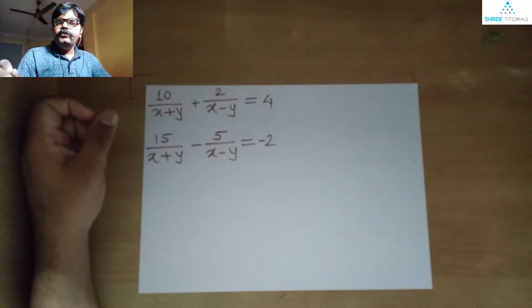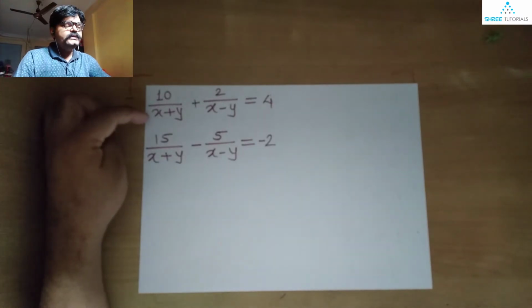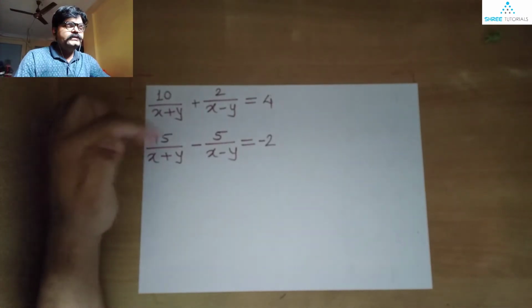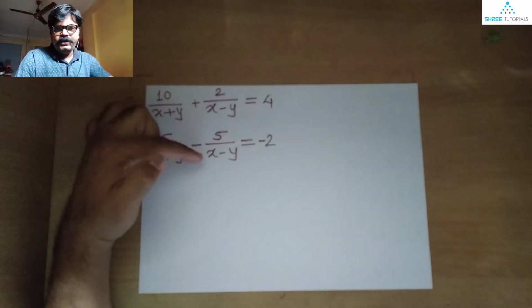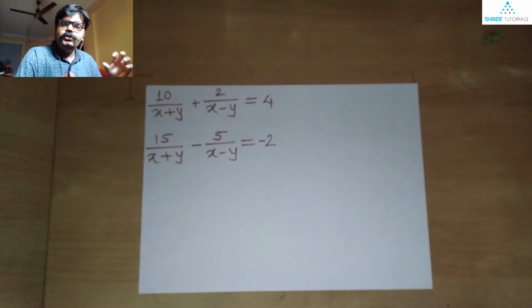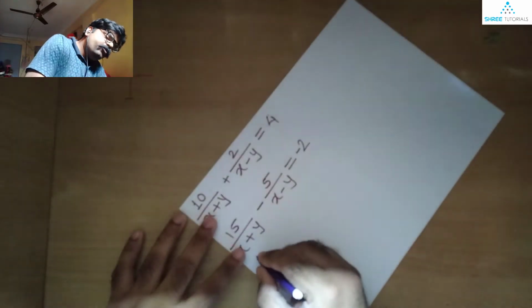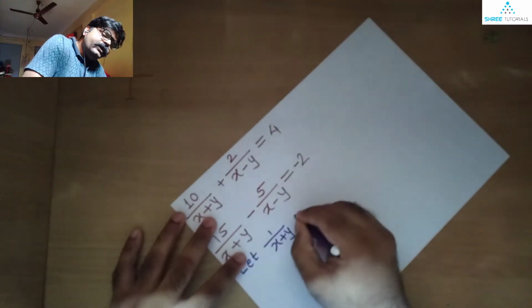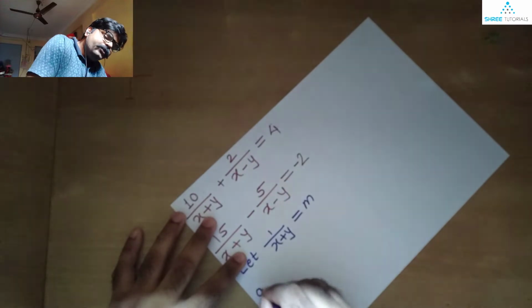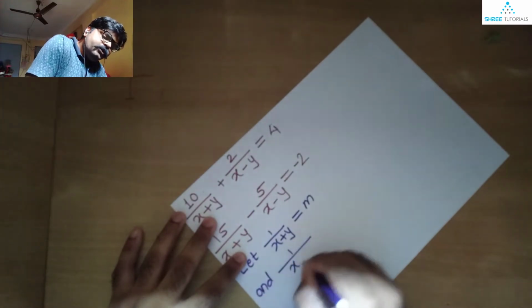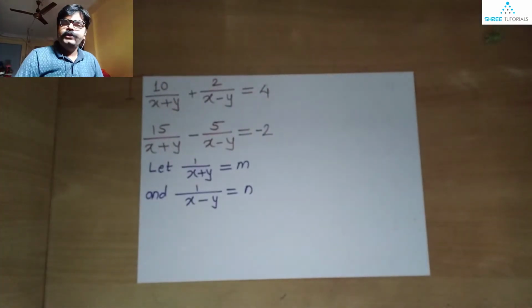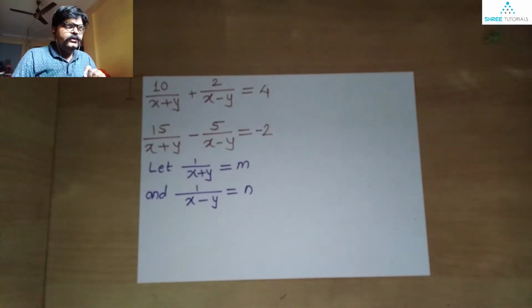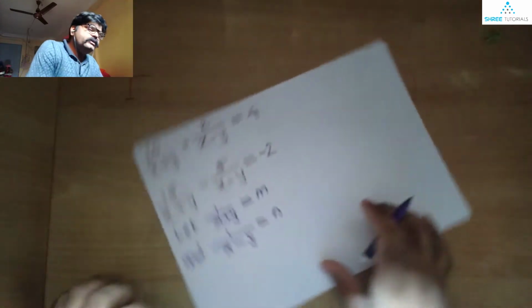Okay, so this problem which we are going to solve, if you notice its denominators, they are x plus y, x minus y and x minus y only. So we are going to assume in the same way that let 1 upon x plus y be our m, and 1 upon x minus y we are going to assume to be n. So therefore our equations, how exactly they are going to turn up, let us try to see the same.